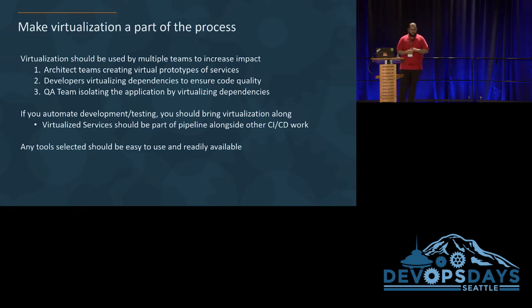If you automate anything, development or testing, you should bring virtualization along. It's something you add in addition to processes. If you virtualize something for testing, let's say performance testing your application, and you virtualize a couple of those dependencies in your layers, have a system to automatically start those before you automatically load test. If you're within a pipeline like Jenkins, making sure that you reduce the manual effort as you're continuously using virtualization becomes a key part of this, so that it's a lot easier to use, a lot easier to bring in. And then any tools should be easy to use and readily available.